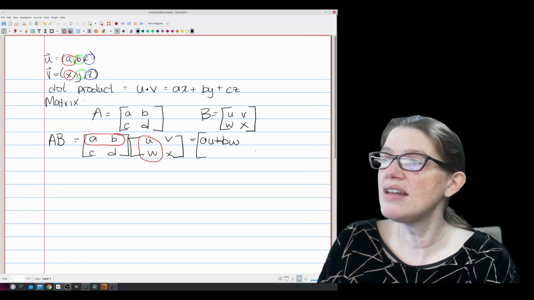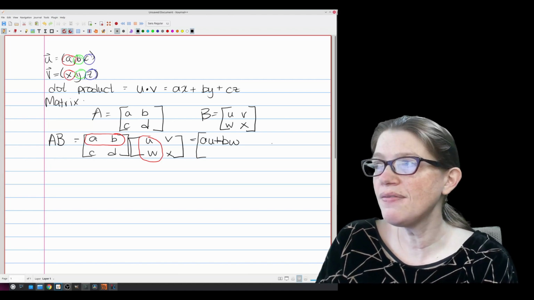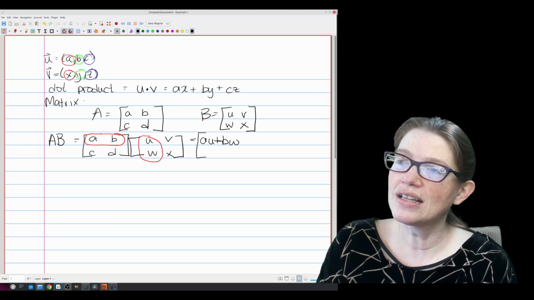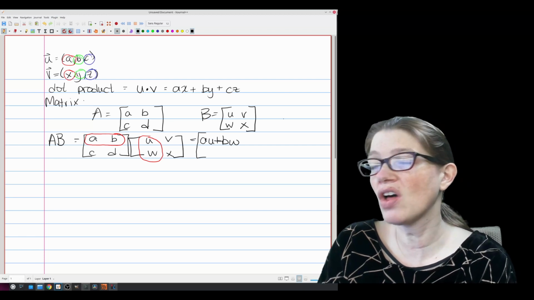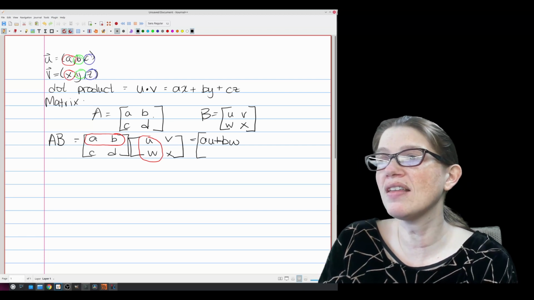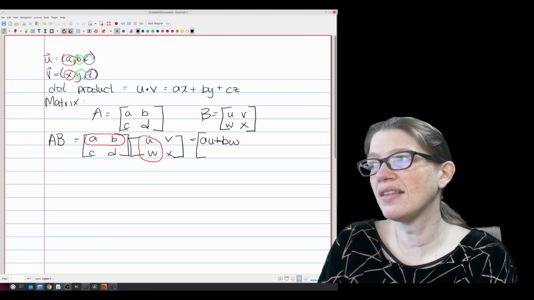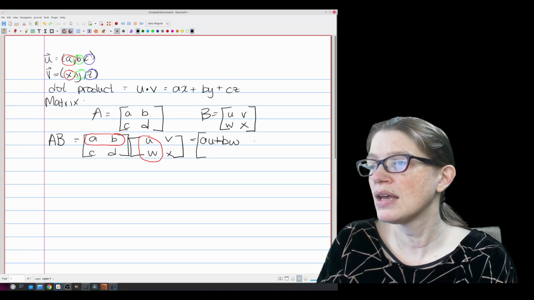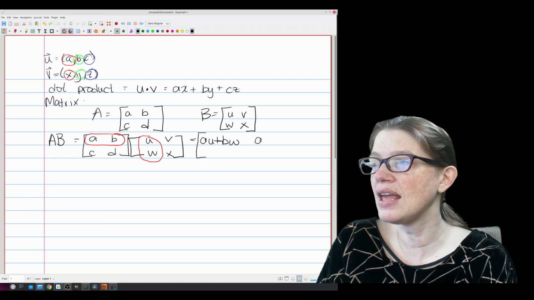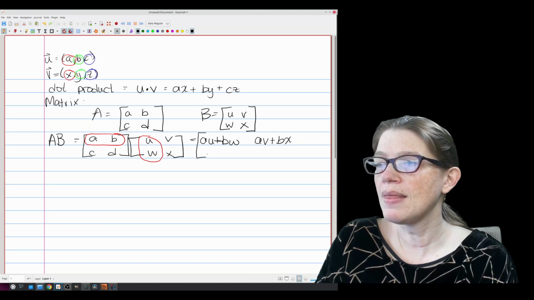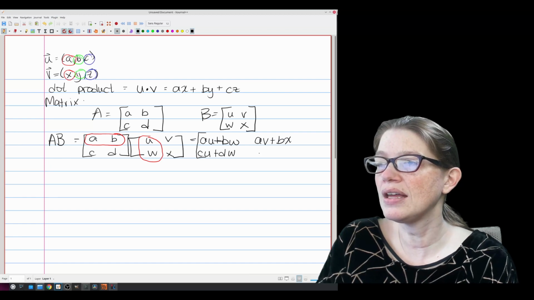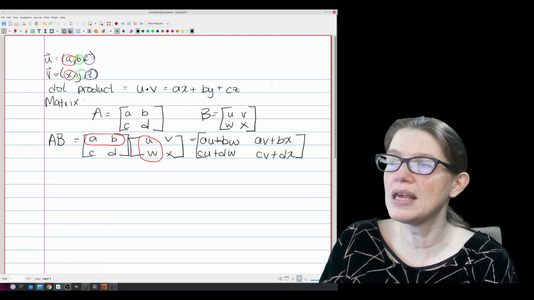And then to get the upper right one here, we're going to take the first row and multiply it by the second column. So what we're doing is taking the dot product of the rows and the columns of these two matrices. So let's fill in the rest of it. We get AV plus BX, and then CU plus DW, and then CV plus DX. So that's A times B.